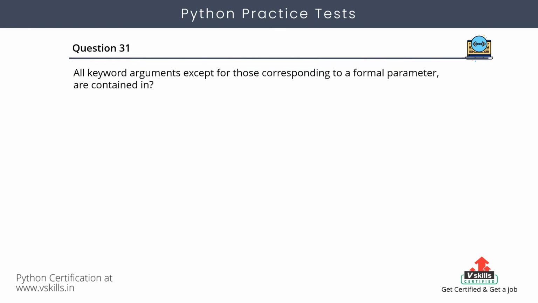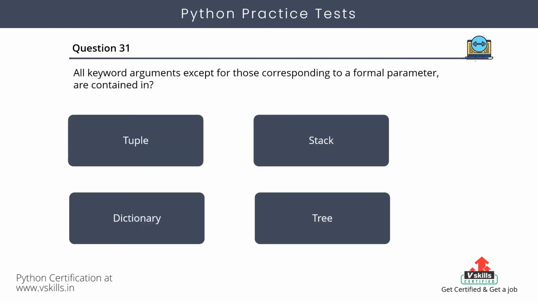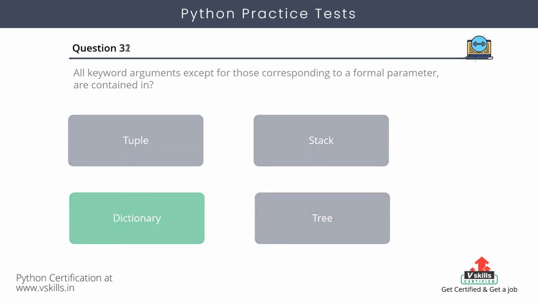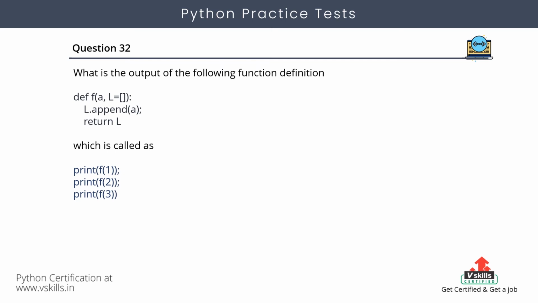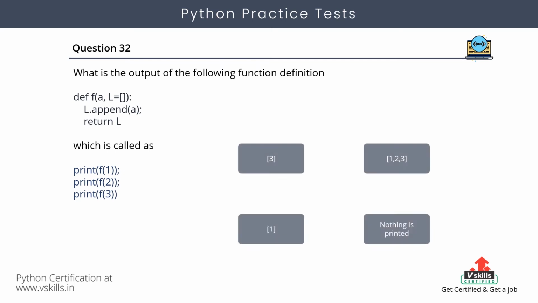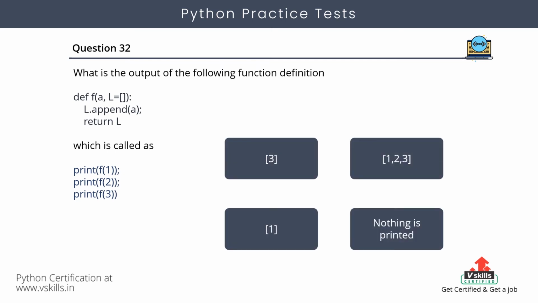Question 31. All keyword arguments except for those corresponding to a formal parameter are contained in. The correct answer is option C. Question 32. What is the output of the following function definition? The correct answer is option B.